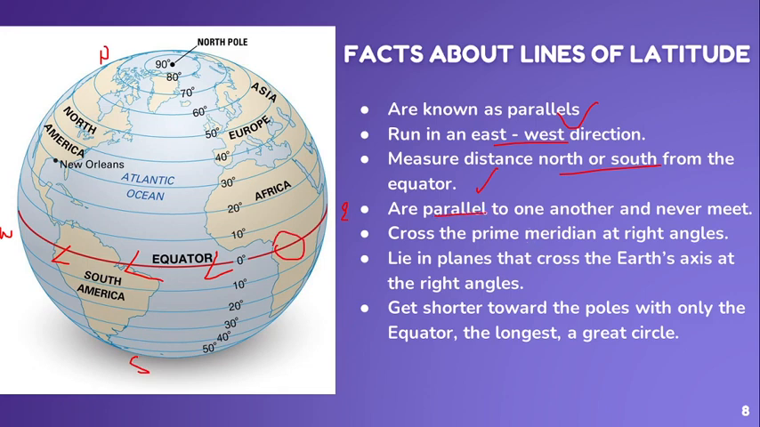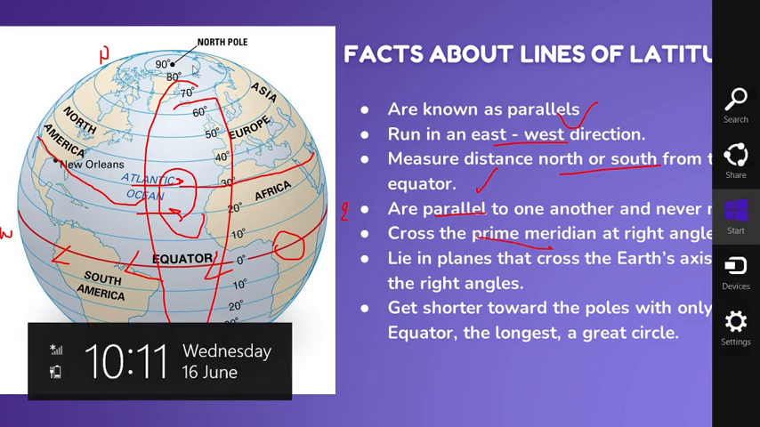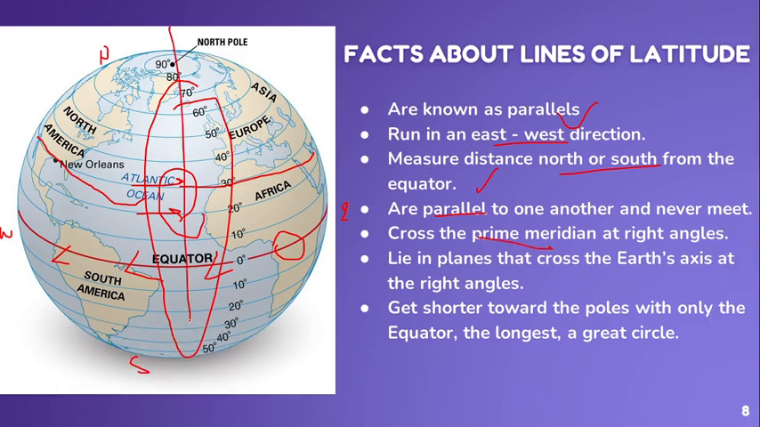They are parallel to one another and never meet. They go from here to here, and then circle around again. Do any two of these latitudes or parallels meet? No, they never meet. They cross the prime meridian. What is a prime meridian? A prime meridian is a line which divides the earth into eastern and western hemispheres. It's a longitude. Let's learn about that in the next topic.